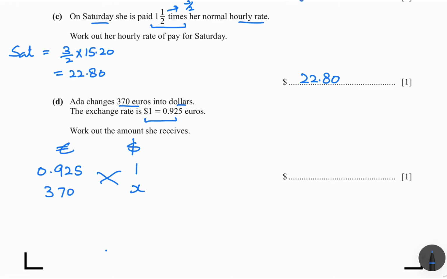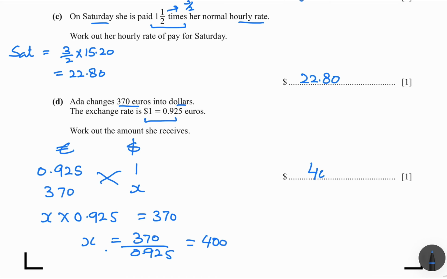So how much will that be? Then you cross multiply. So this is x times 0.925 equals 370, and x will be 370 divided by 0.925, which comes out to be 400. So $400 she will receive.